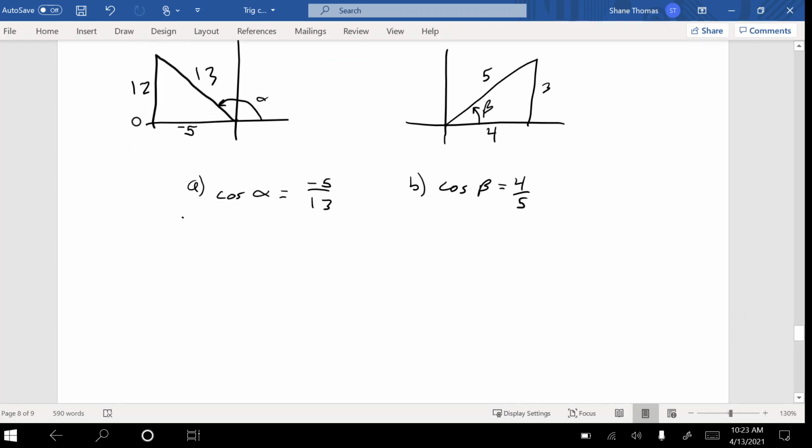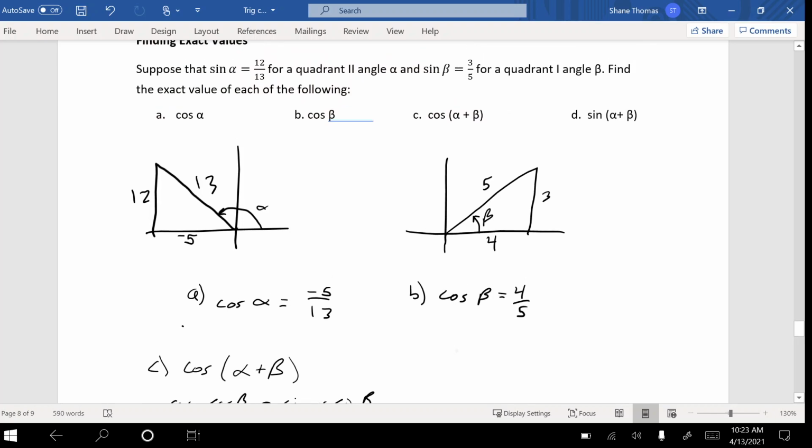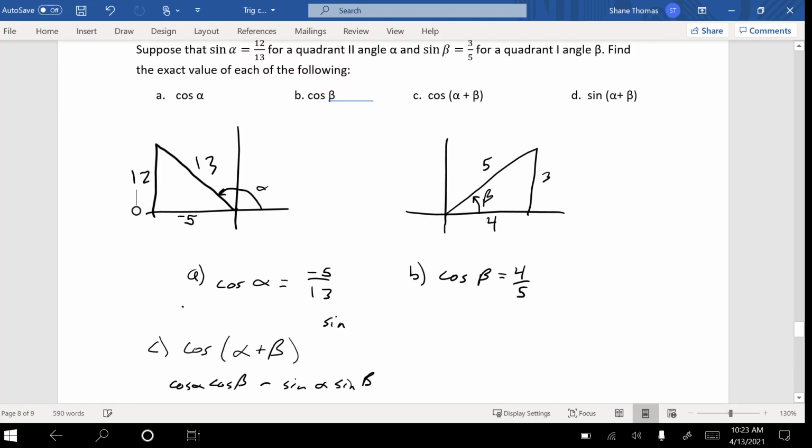Okay, now C, we're looking for the cosine of alpha plus beta. So I want the cosine of alpha plus beta, and then I'm going to have to do the formula, right? Cosine, two cosines, two sines. Cosine alpha, cosine of beta, minus sine alpha, sine beta. Okay, that's just the formula. So from there, I have everything I need. I just found the two cosines. I have the two sines from the original. I'll just rewrite those here.